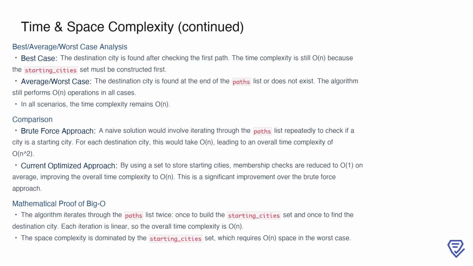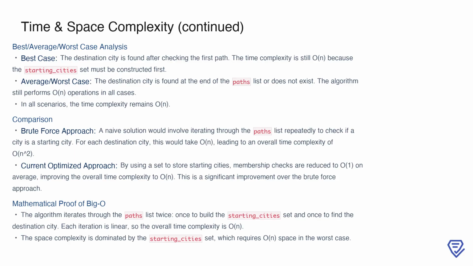Now let's consider the best, average, and worst case scenarios for this algorithm. In the best case, the destination city is found after checking the first path. However, even in this scenario, the starting_cities set must still be built first, so the time complexity remains O(n). In the average and worst cases, the destination city is found at the end of the paths list or it doesn't exist at all. Regardless, the algorithm performs O(n) operations in every case.